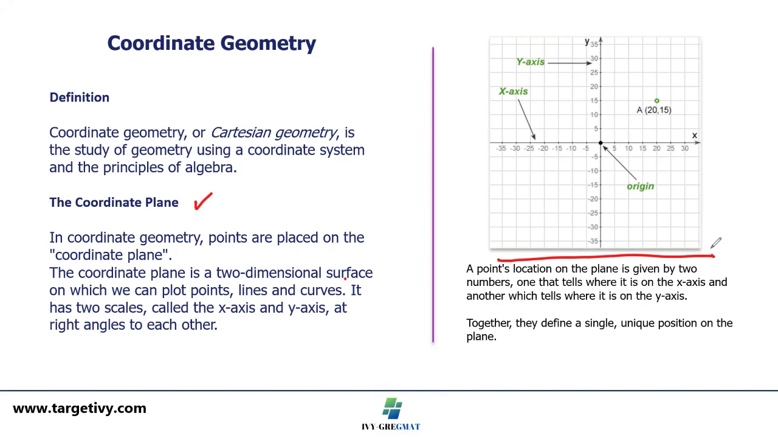In coordinate geometry, points are placed on a coordinate plane like this, or any point here, here, here, and we can draw a line using these, and this is called coordinate geometry. One definite thing about this coordinate plane is that there are two scales, the x-axis and the y-axis. They are perpendicular, or at right angle, to each other, and they meet at a point which is called the origin.